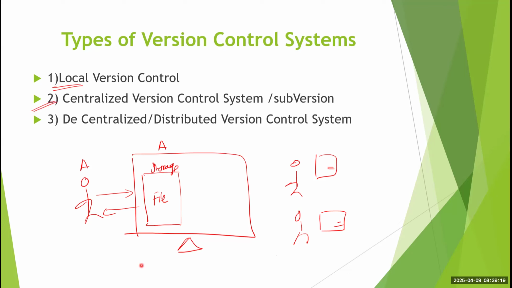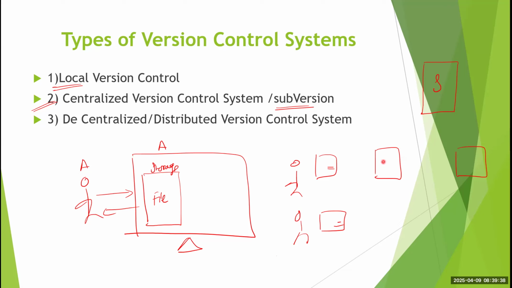Centralized version control system, also called Subversion. But what does centralized mean? Try to understand. Whenever it comes to centralized version control, we maintain one server. Let's say here we have a centralized server, and you have your local machines, correct?